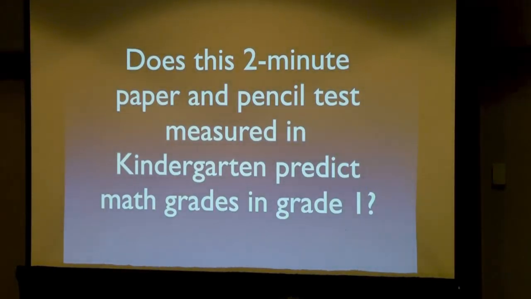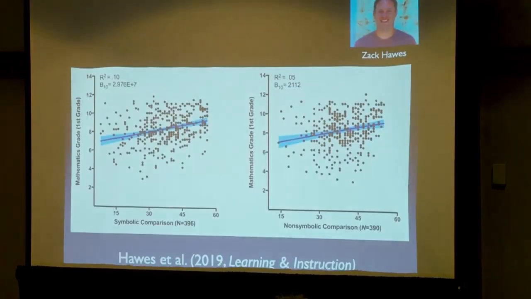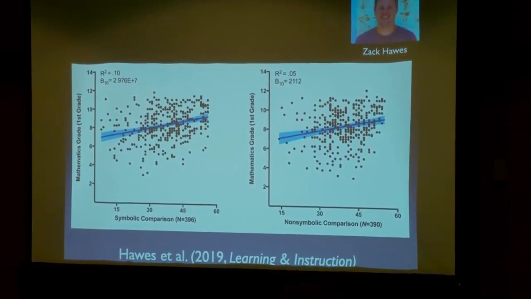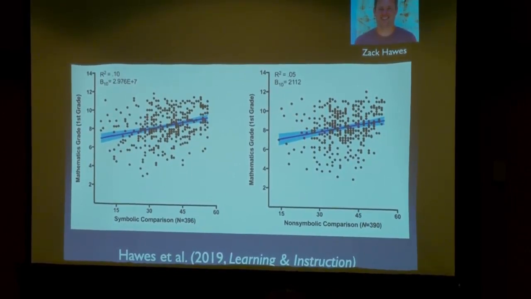So we've been wondering whether this 2-minute paper and pencil test predicts anything over developmental time. So when you're in kindergarten, does it predict, for example, your grades in grade 1? And we had the opportunity in collaboration with a number of school boards in Ontario to run studies, and this is work by Zach Hawes, who's a graduate student in the lab, who's now at the University of Toronto. But Zach showed that yes, the answer is yes.